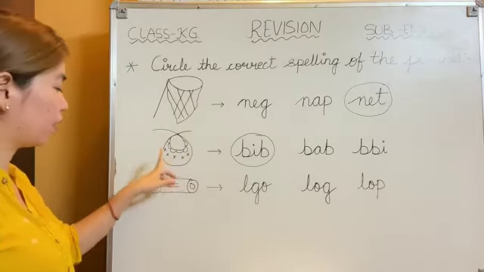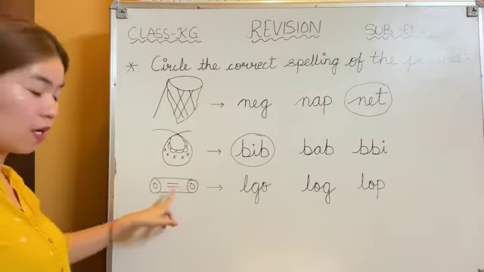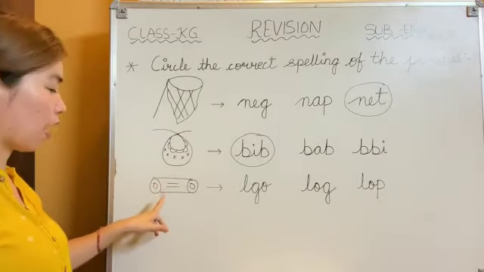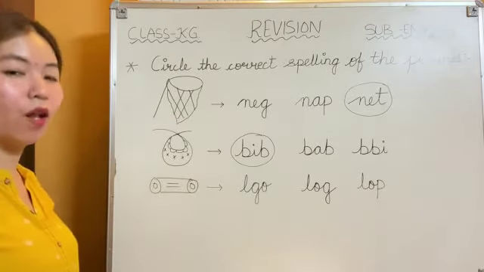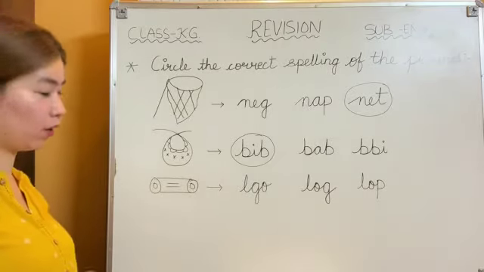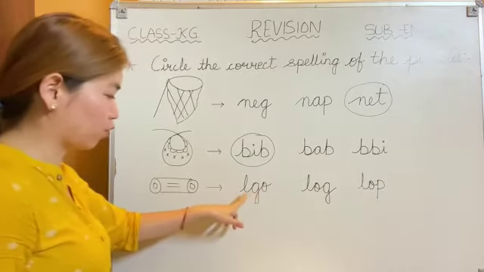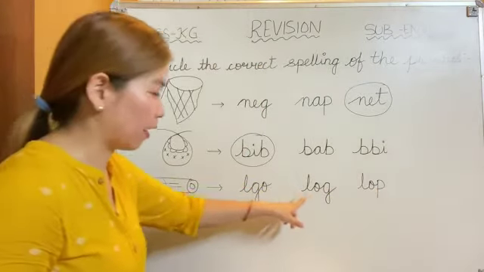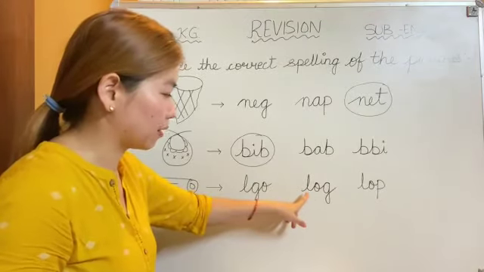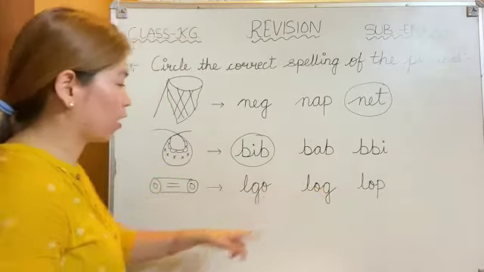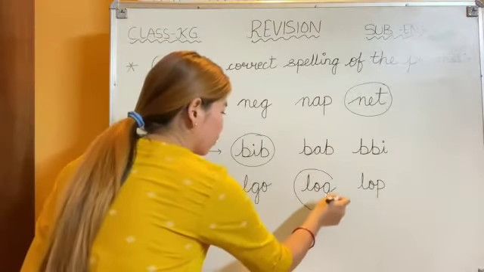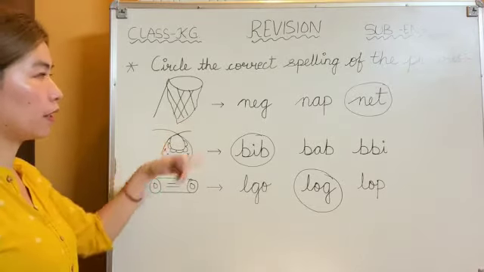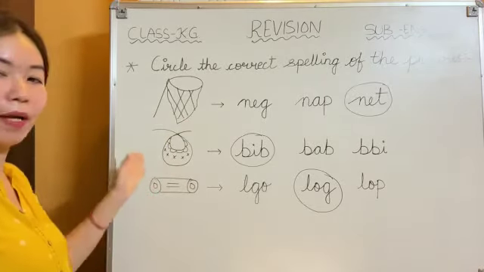B-I-B, bib. Now look here. What is this? This is the picture of a log. And the spelling of log is L-O-G, log. So which is the correct spelling? Which one is correct? Yes, this is. Because this is L-O-G, log. So we will encircle the word log. See children, this is how you will circle the correct spelling of the pictures.